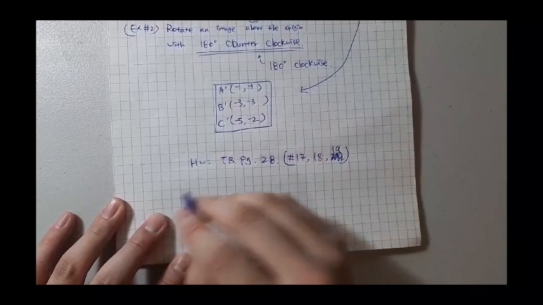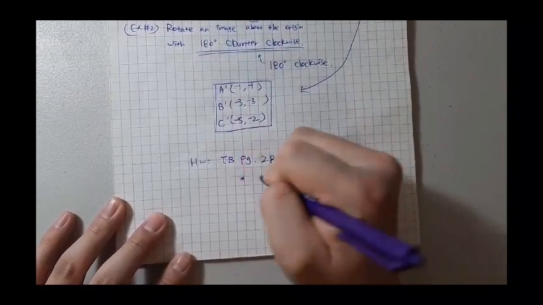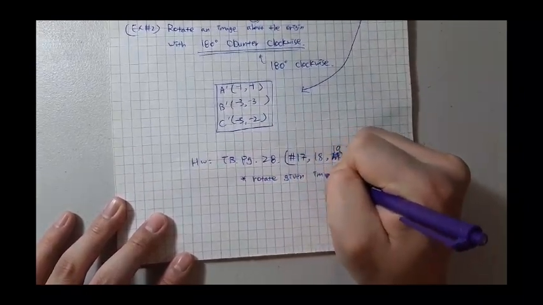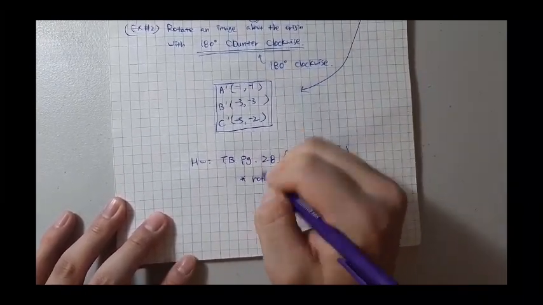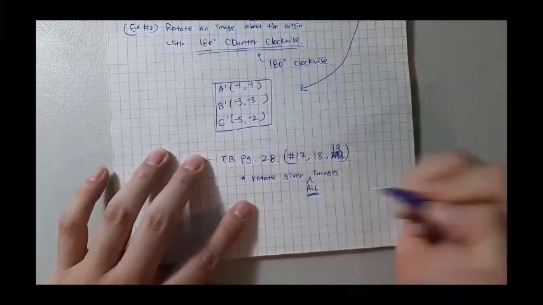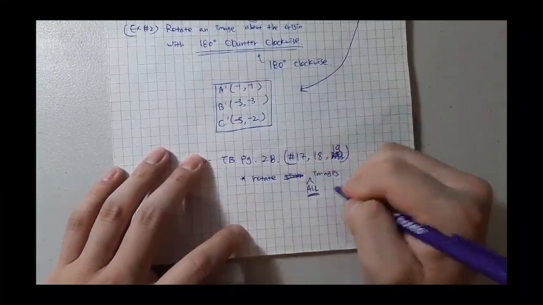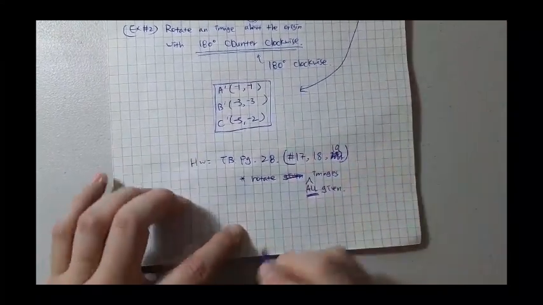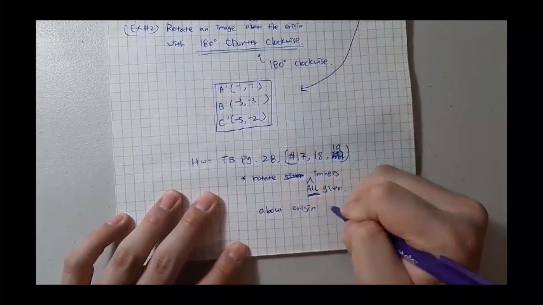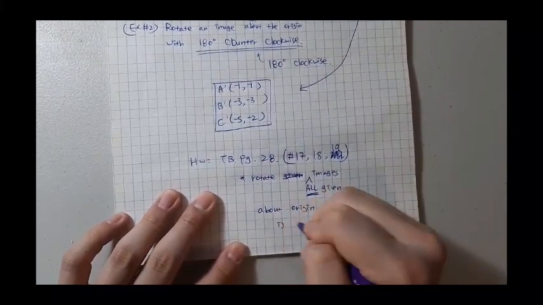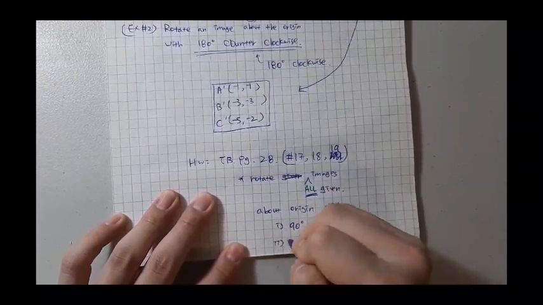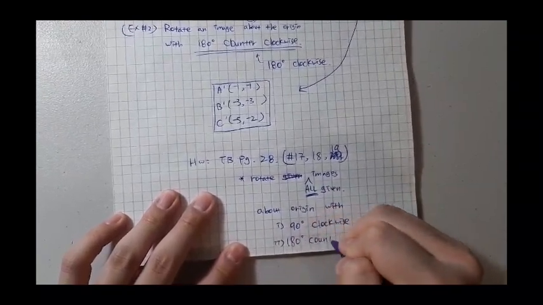I want you to ignore the direction. I want you to rotate given images, and I'm going to be specific, rotate all given images about origin with number 1, 90-degree clockwise and 180-degree counterclockwise.